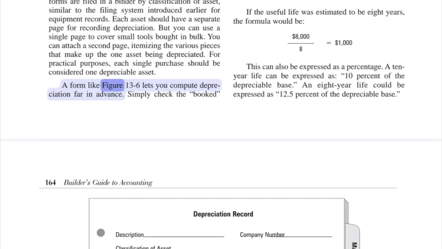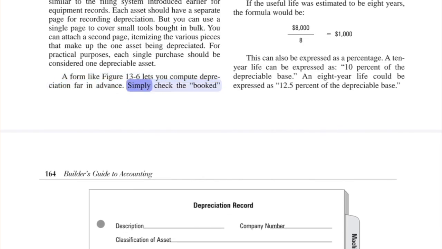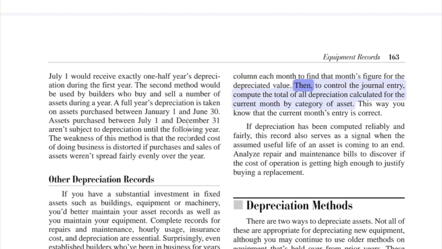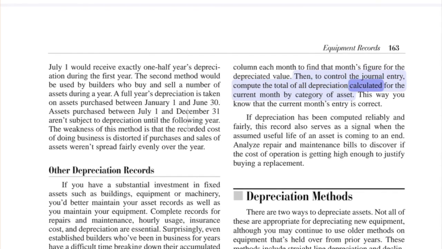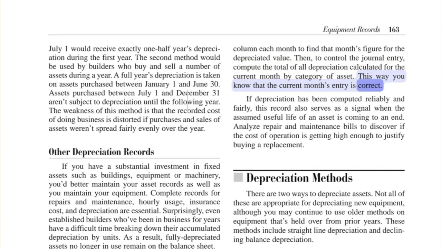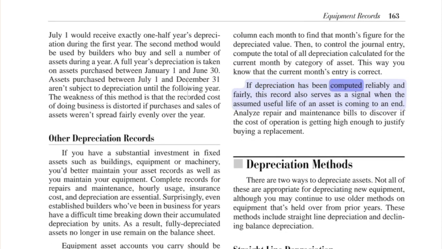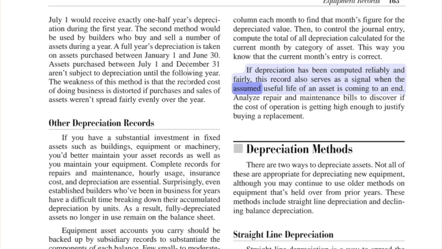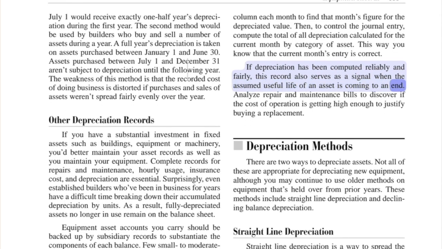A form like Figure 13-6 lets you compute depreciation far in advance. Simply check the booked column each month to find that month's figure for the depreciated value. Then, to control the journal entry, compute the total of all depreciation calculated for the current month by category of asset. This way you know that the current month's entry is correct. If depreciation has been computed reliably and fairly, this record also serves as a signal when the assumed useful life of an asset is coming to an end.